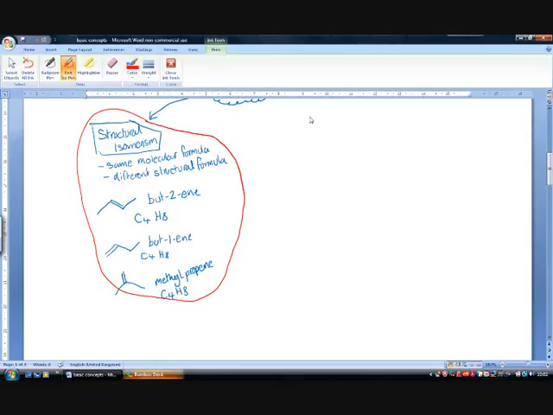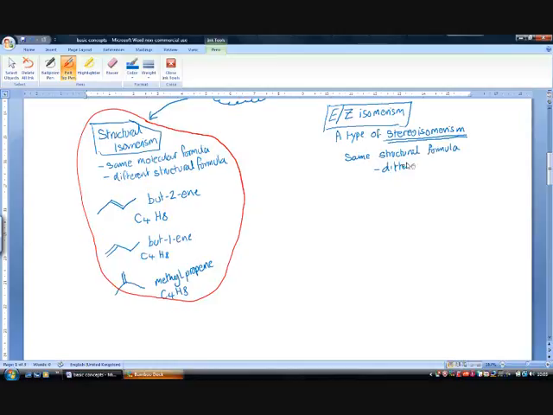Now the other type of isomerism we need to deal with is E/Z isomerism. And it's a type of stereoisomerism. And that means the structural formula will be the same, but they will have a different arrangement of the atoms in space. Now we'll work with but-2-ene again to show this.